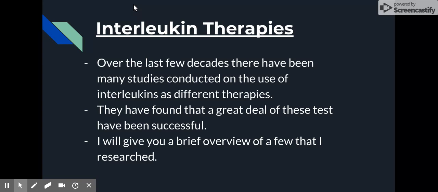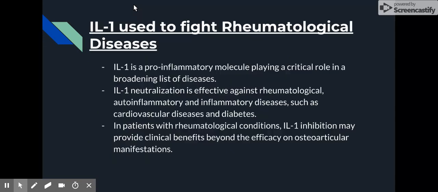Interleukin therapies. Over the last few decades, there have been many studies conducted on the use of interleukins as different therapies. They have found that a great deal of these tests have been successful. I'll give you a brief overview on the few that I researched. IL-1 is used to fight rheumatological diseases. IL-1 is a pro-inflammatory molecule playing a critical role in a broadening list of diseases. And it actually plays a role in the two diseases that we just spoke of.